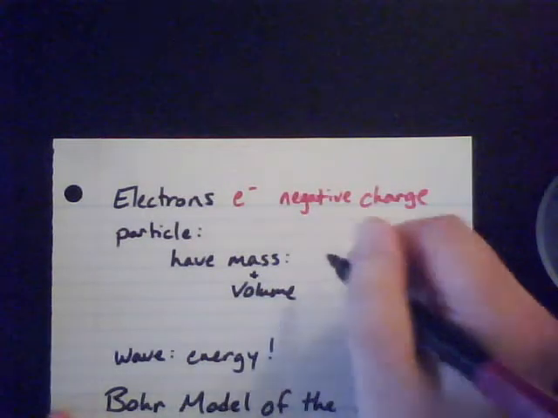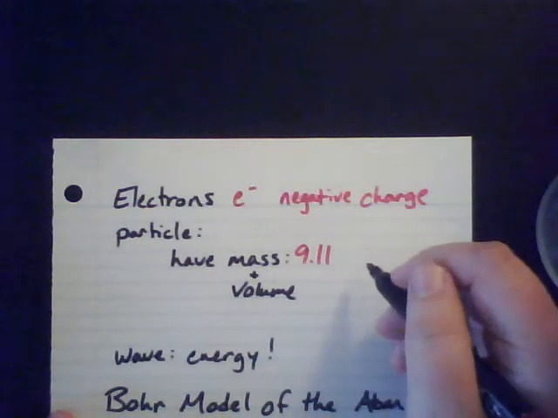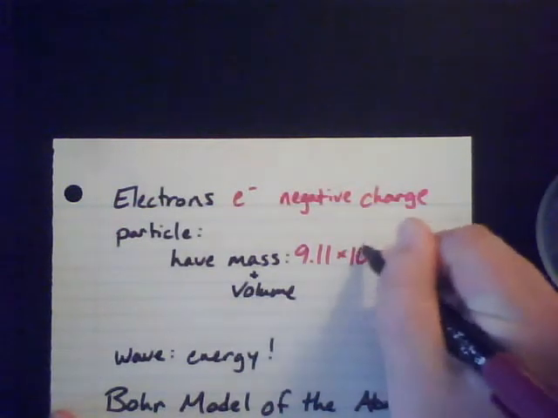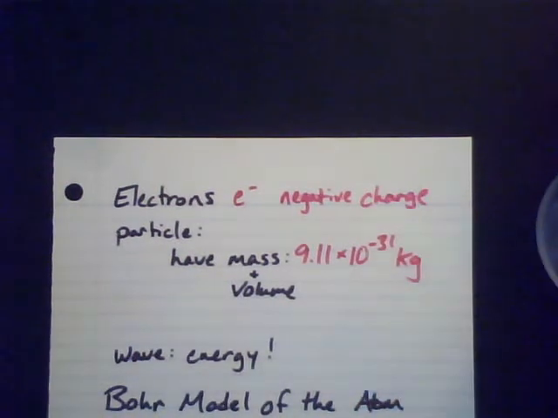So the mass of an electron, if we're doing it in our SI unit, which for mass is kilograms, is 9.11 times 10 to the minus 31st kilogram. Okay, so 10 to the minus 31. That's a very, very small number, and it's really hard to conceptualize.